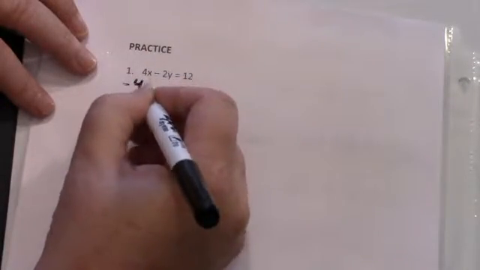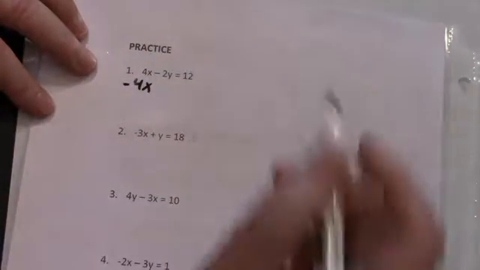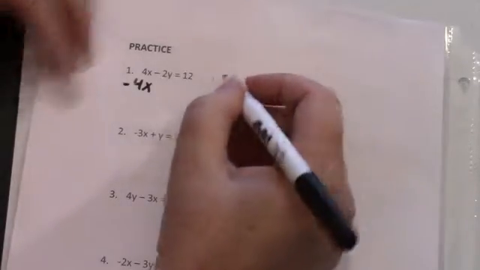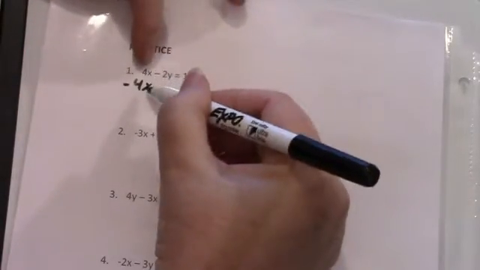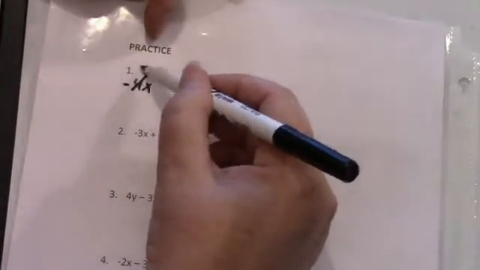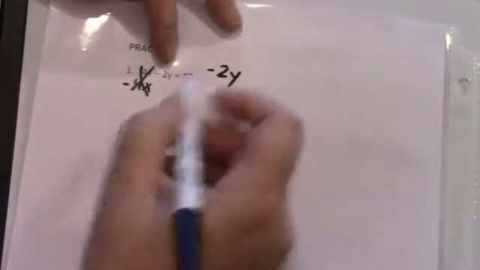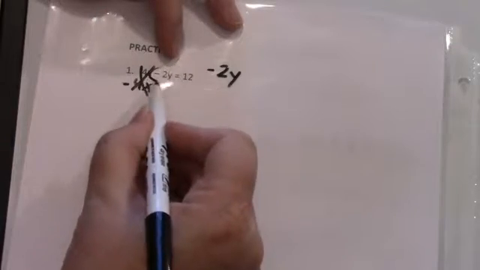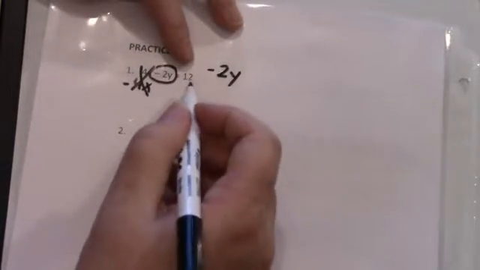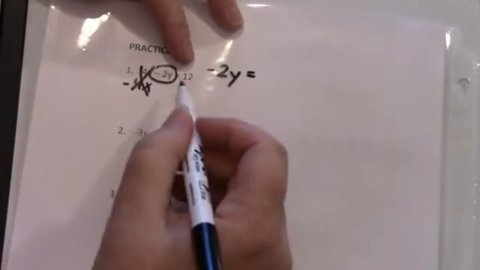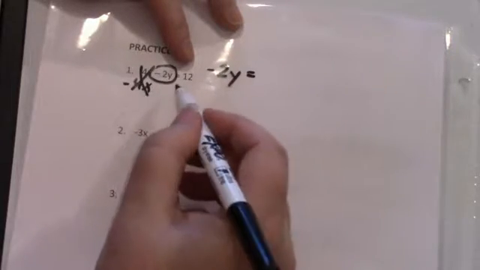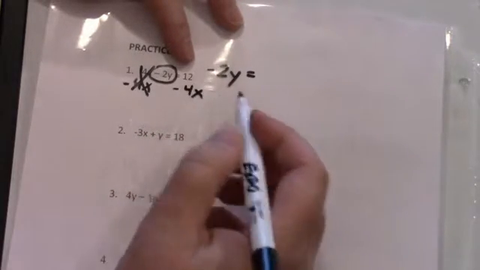How do we do that? Opposite operation. Let's subtract 4x from both sides. So let's just write what we have left. Well, if we subtract it, it just goes away. So we're left with negative 2y. Remember, the negative sign has to stay with the term it's with. Equals, now if we subtracted 4x on this side, we have to subtract 4x on that side.